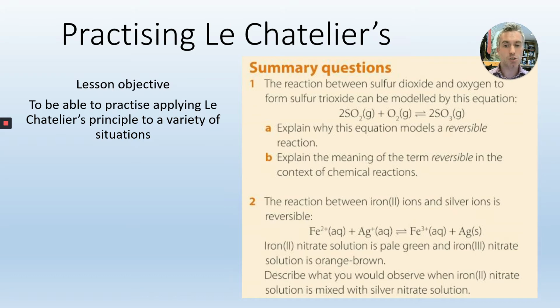And the reaction between iron 2 ions and silver ions is reversible. Here we have Fe2+ plus Ag+, then that goes to Fe3+ plus Ag. Iron 2 nitrate solution is pale green, and iron 3 nitrate is orange brown. Describe what you observe when iron 2 nitrate is mixed with silver nitrate solution. Teacher, please pause this and let them answer the questions. Okay, so answer the questions.